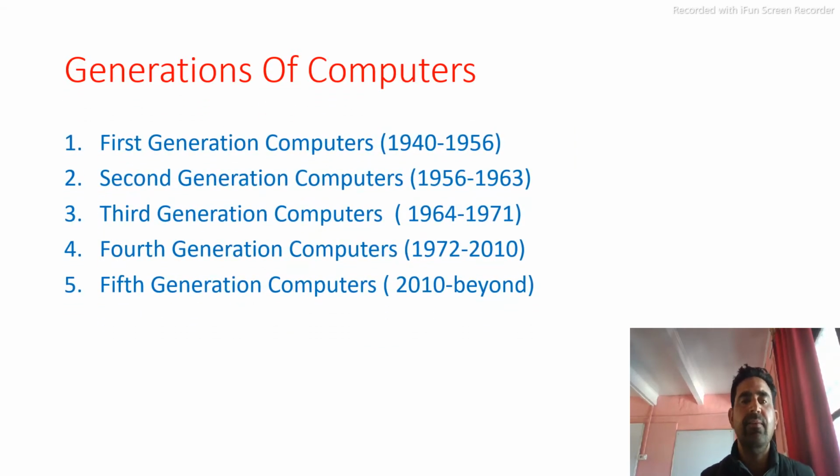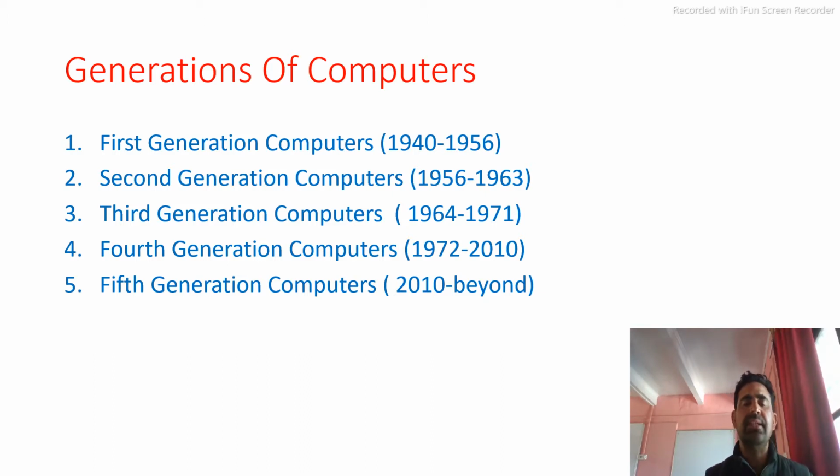You have studied five generations of computers. First generation computers are specified from 1940 to 1956. Second generation computers were developed between 1956 and 1963. In third generation computers, the dates are 1964 to 1971. The computers developed between 1972 and 2010 are referred to as fourth generation computers.